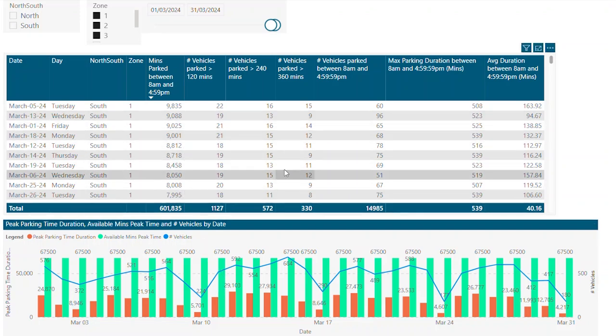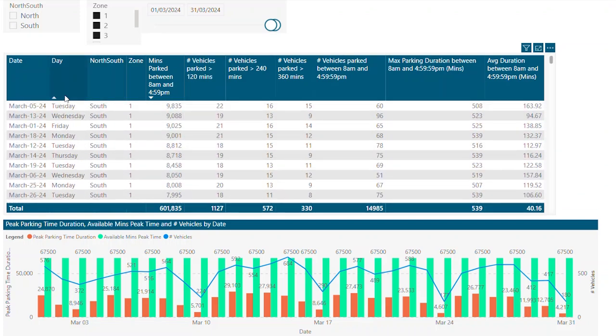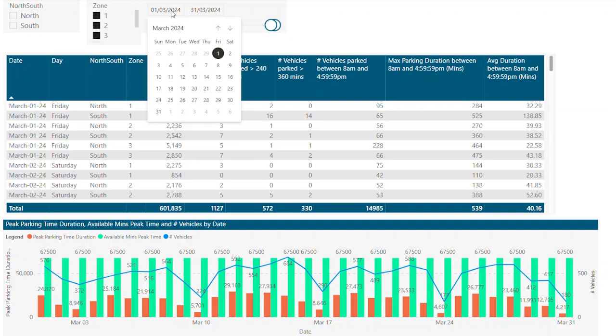So the top table here just showcases by day the number of minutes parked in specific zones, how many vehicles stayed over the 2-hour time limit, and a few other details. So users can scroll through here, they can sort by anything they like and start to get an understanding of what happened during whatever time frame they'd like to choose.